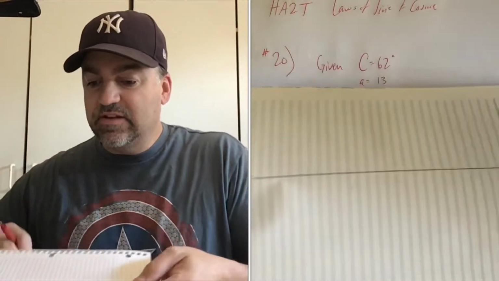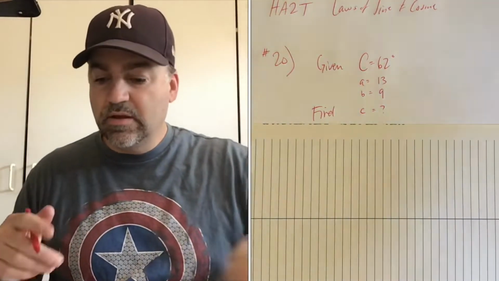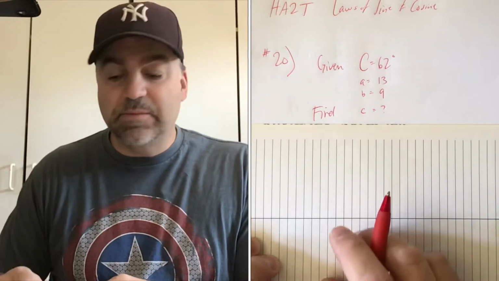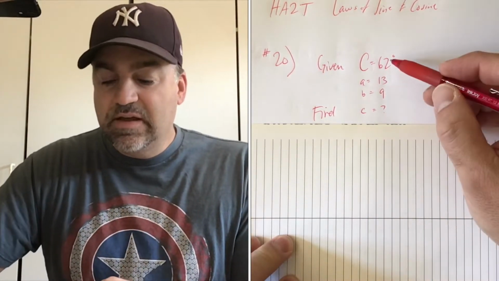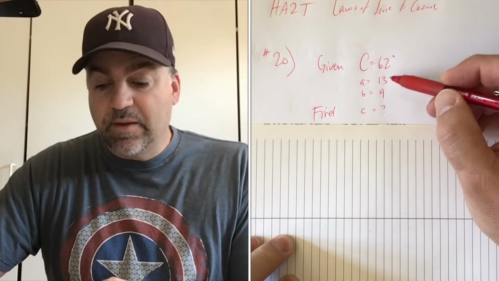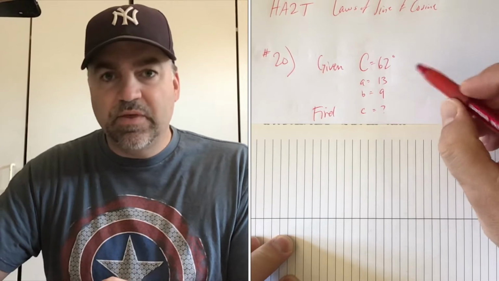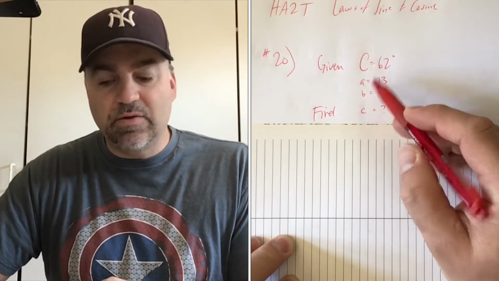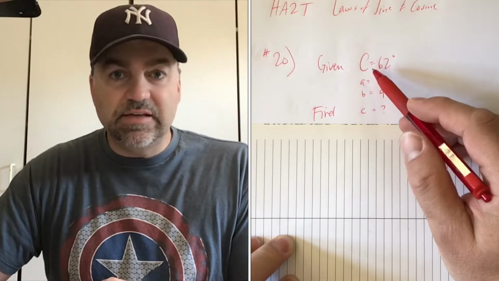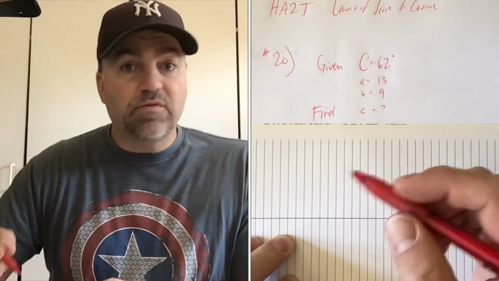Let's move on to number 20 of the second homework assignment. This one is a law of cosines section. So I'm given a capital C, the angle, and I'm given two sides. So it's kind of like a side angle side problem, but I don't have a matching capital A or capital B, or a matching little c, so I don't have law of sines available to me. So I have to use the law of cosines.